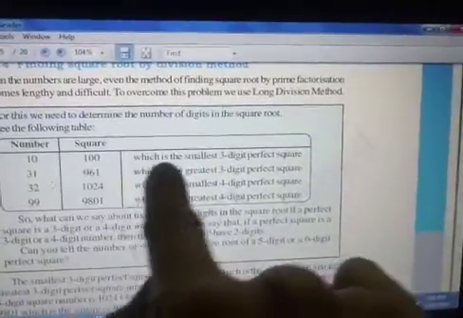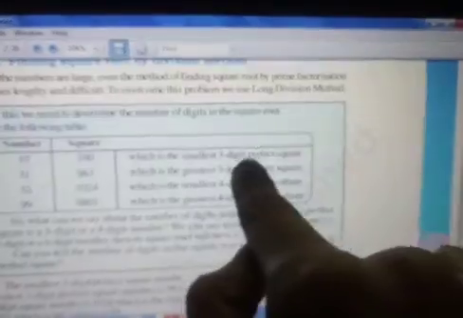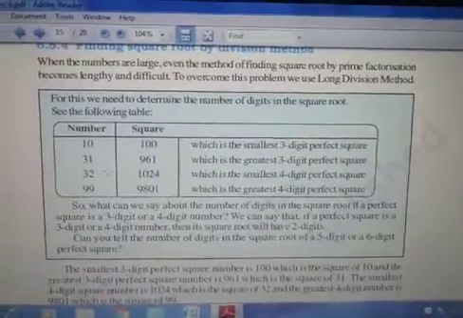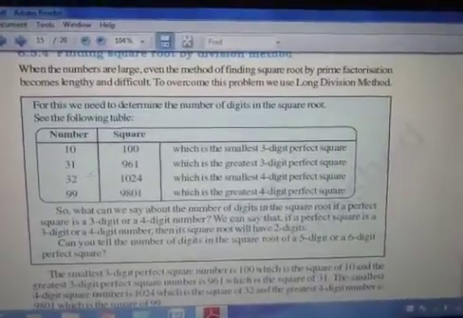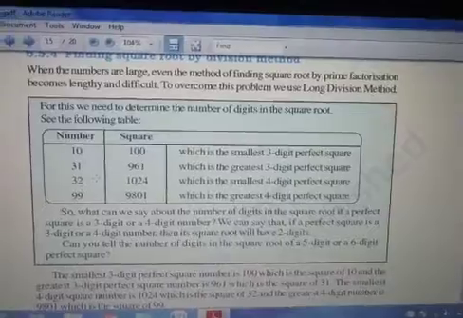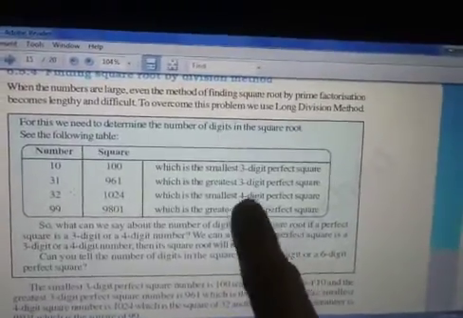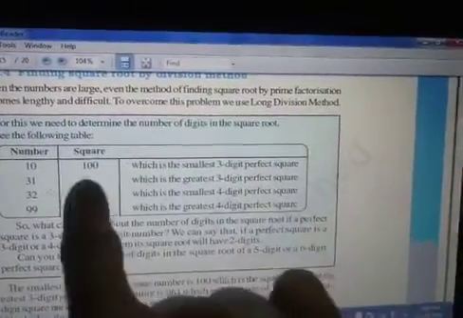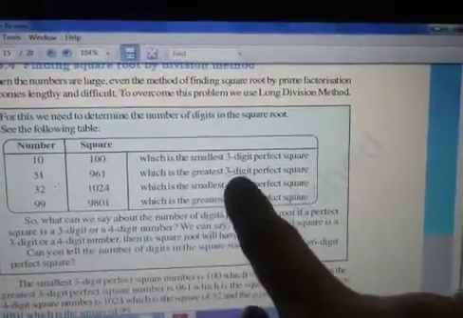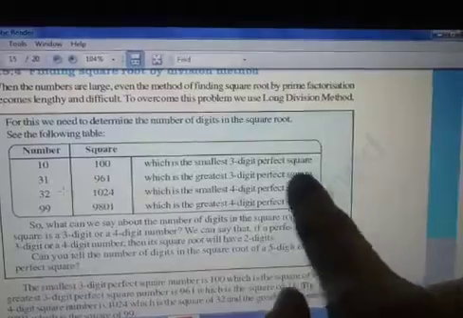This 100 is the smallest 3-digit perfect square. Do you know what the smallest 3-digit number is? 100. The largest 3-digit number? 999. But here the greatest 3-digit perfect square is 961. Keep it in your mind, children. The greatest 3-digit perfect square is 961.